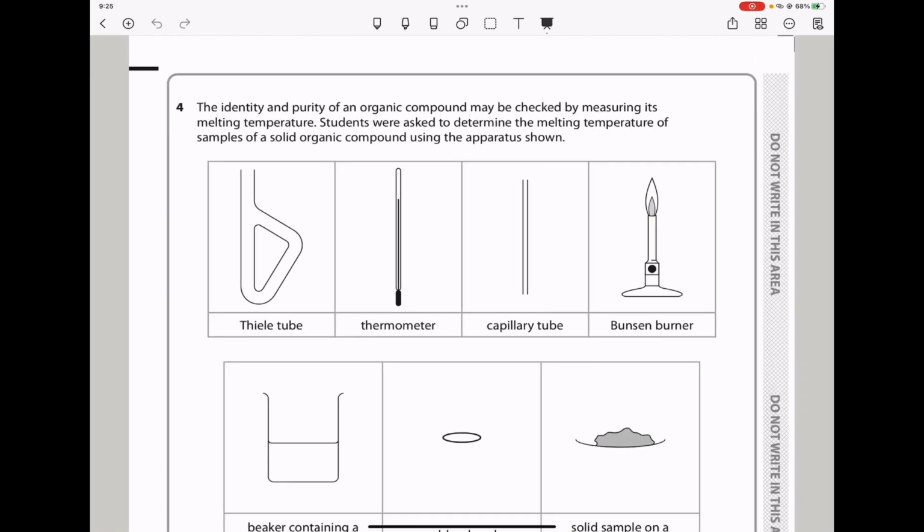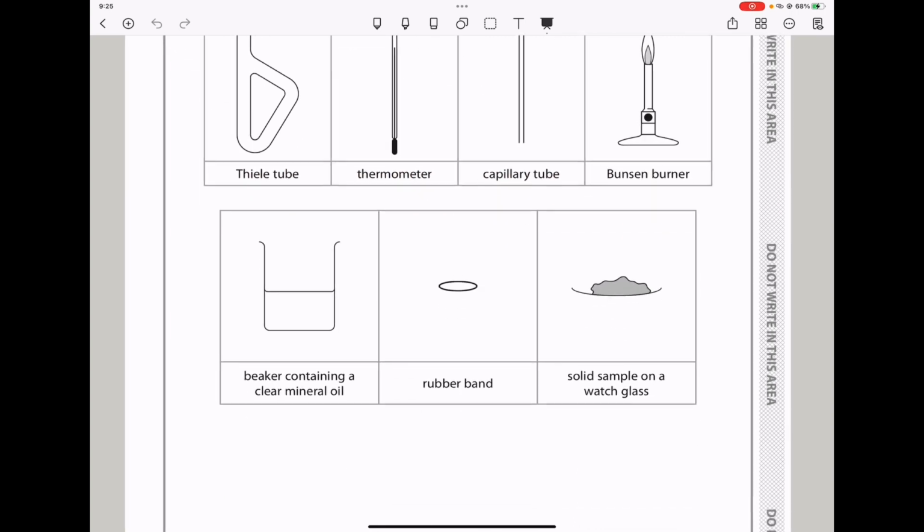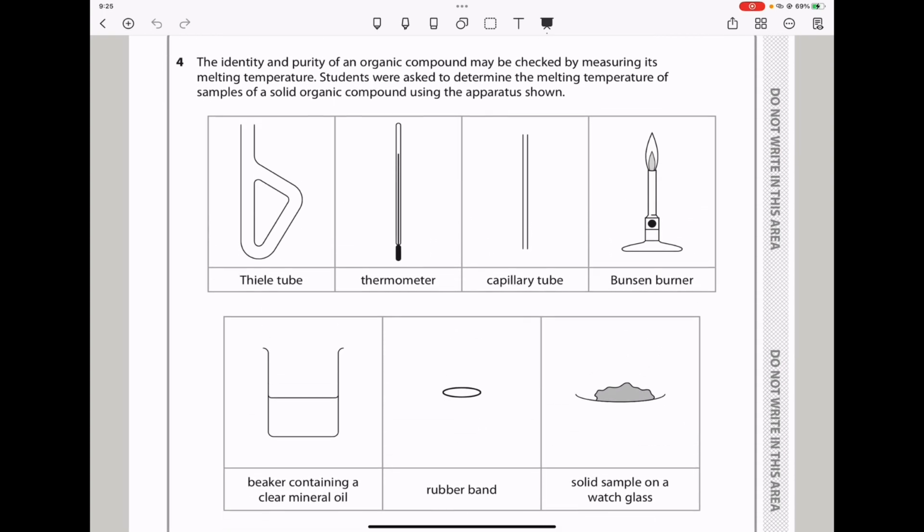Question 4. The identity and purity of an organic compound may be checked by measuring its melting temperature. Students were asked to determine the melting temperature of samples of a solid organic compound using the apparatus shown. We have the fuel tube, thermometer, capillary tube, Bunsen burner. We have the beaker containing a clear mineral oil, rubber band, as well as a solid sample on a watch glass. This is melting point determination.